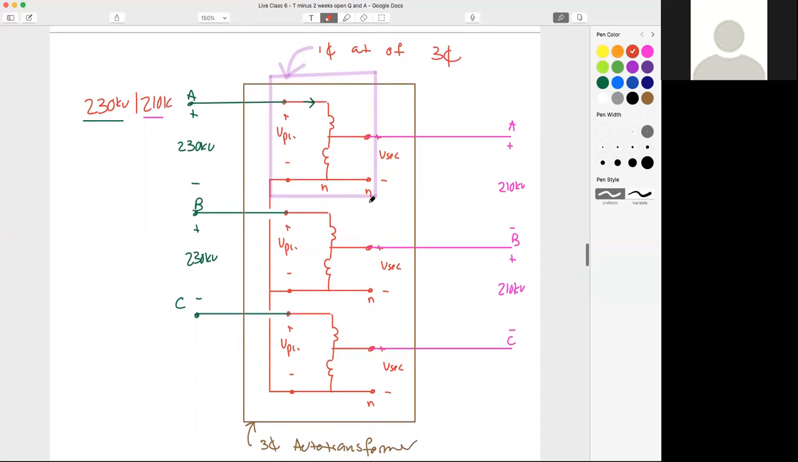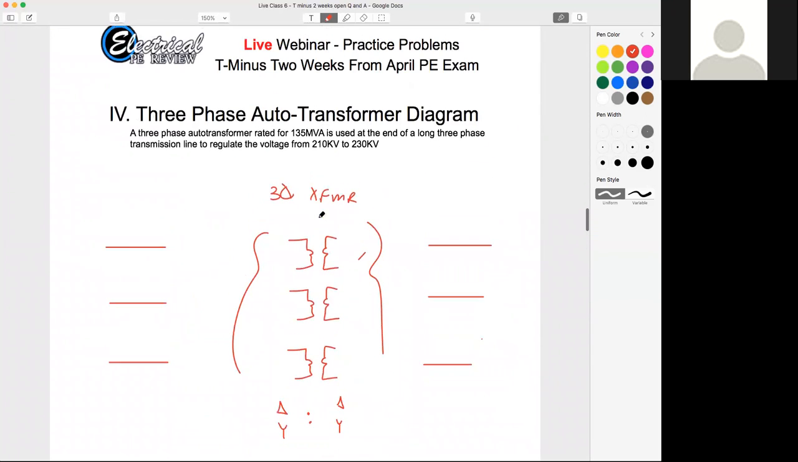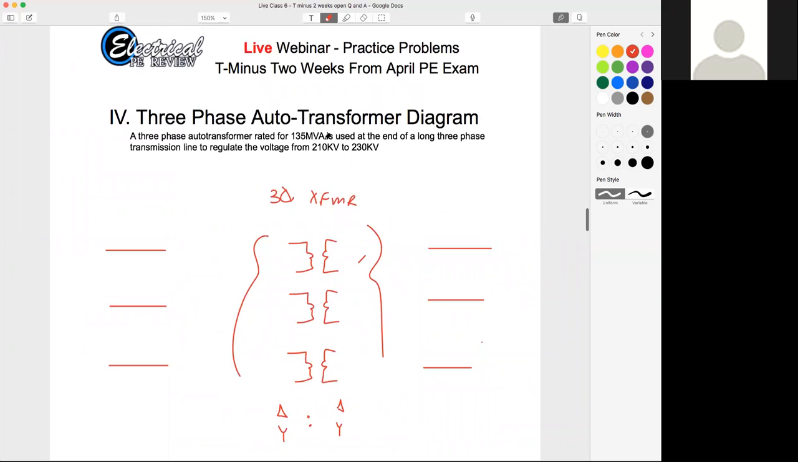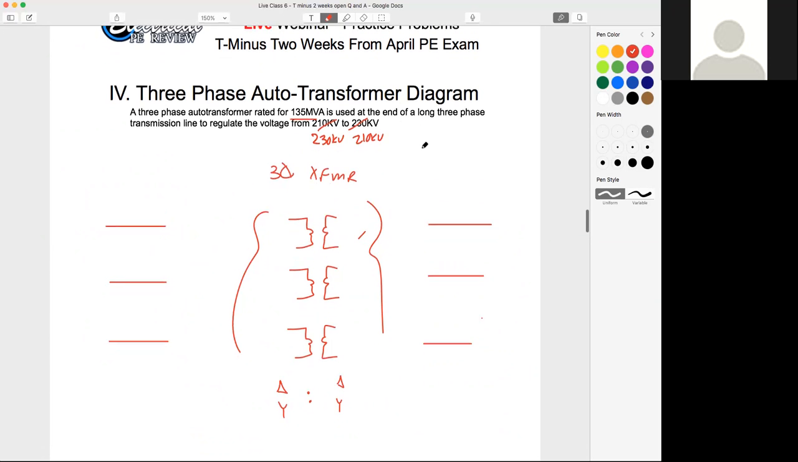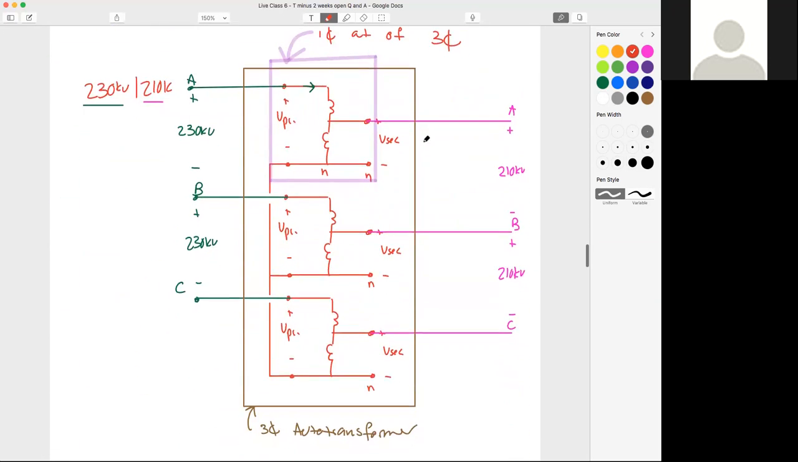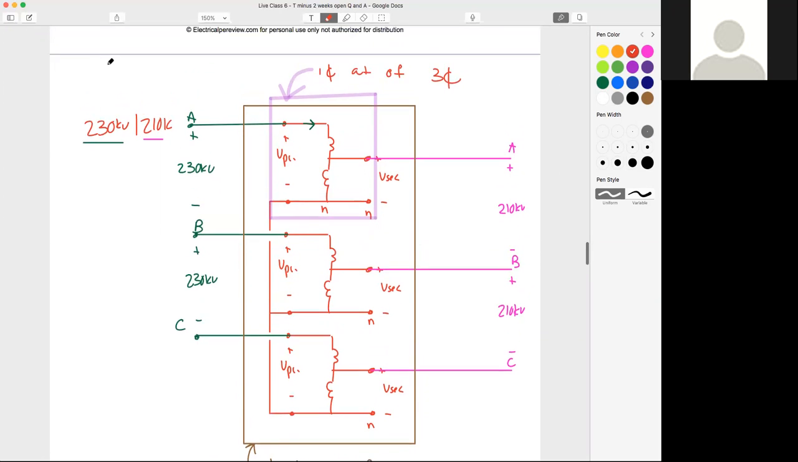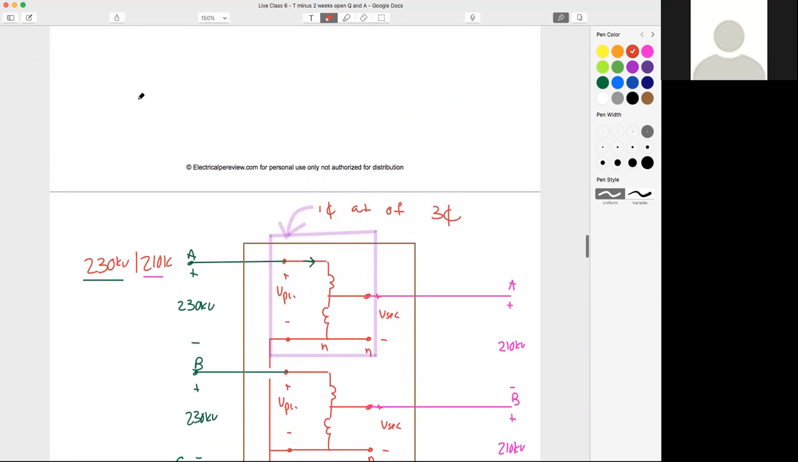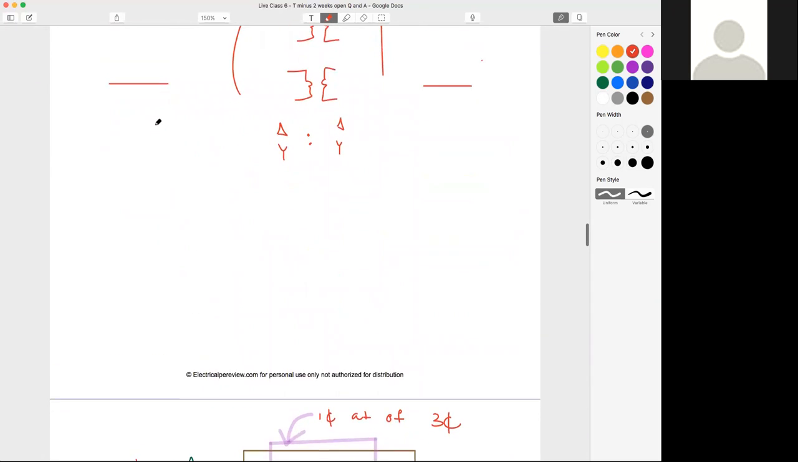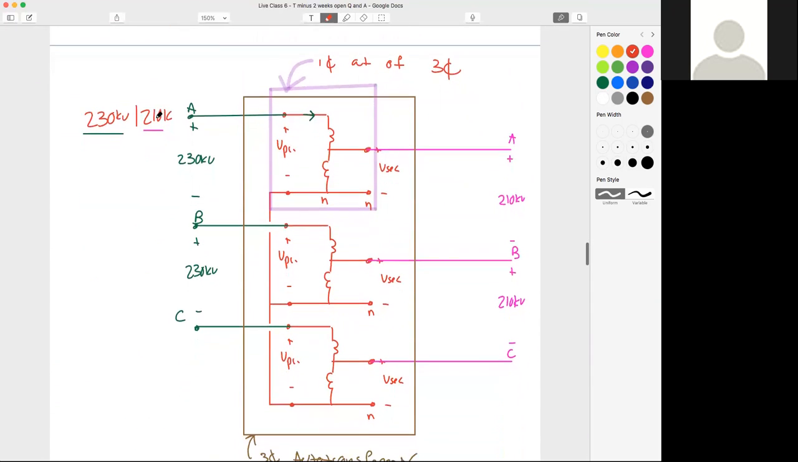How about this, guys? I've got another trick question for you. So the rating of that auto transformer, and I'm going to go ahead and cross this out since I did draw it as a step down on accident. We'll say 230 kV to 210. So that rating of the auto transformer was what? 135 MVA. Okay. What's the rating of this single phase auto transformer right here? Who can tell me? Bo said 45. Good job. Exactly.